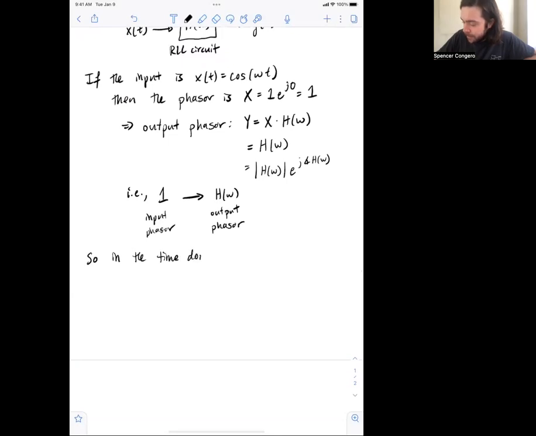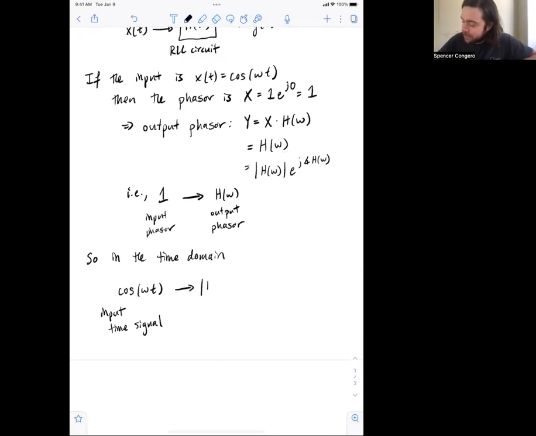So in the time domain, what's going on? Well, what was the time function I put in? It was just cosine of omega t. This is my input time signal. And so what's my output? Well, I just have to unphasorize this output phasor. This is the magnitude, that's the phase, and I know the frequency is that omega.